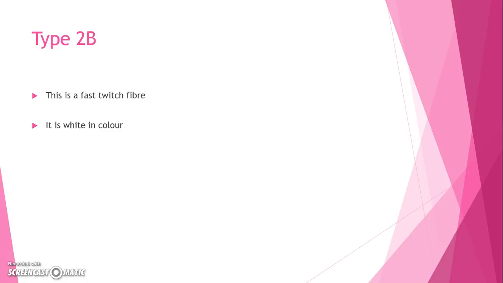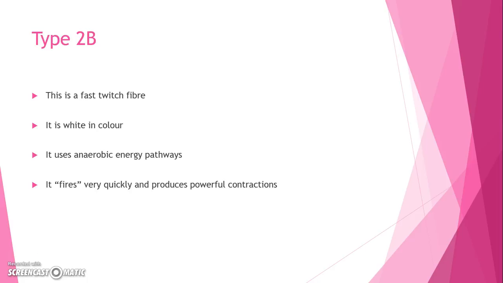Right, type 2B. We've got quite quick, aggressive music now, because it's the fastest of all the fiber types. It's white in colour, it doesn't use oxygen at all. Therefore, we don't need capillaries present. It uses only anaerobic energy pathways, and it fires very quickly and produces the most powerful contractions of all 3 fiber types. However, because they don't have a constant supply of oxygen, once you use your glycogen up, they fatigue really quickly because there's no constant energy supply. So it's suited to power events like sprinting.